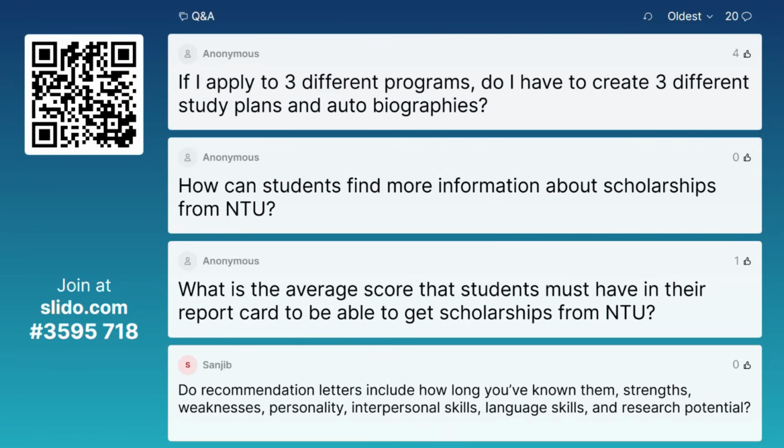If I apply to 3 different programs, do I have to create 3 different study plans? I think we covered this before. Our suggestion is that you do 3 different study plans, because each department has their own subjects and differences in their research and program.